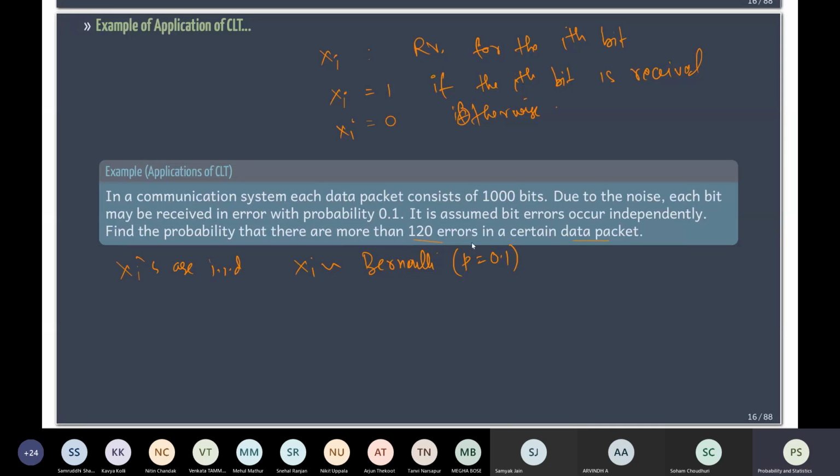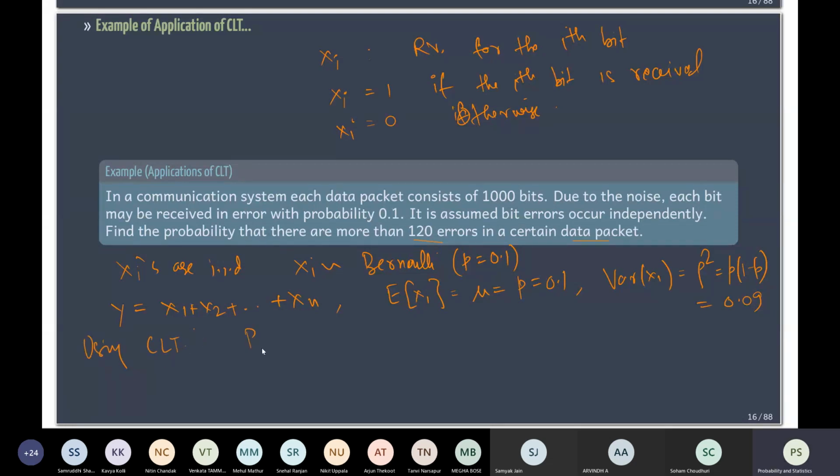Now I find the probability that there are more than 120 errors in a certain data packet. So again, I will define Y to be X1 plus X2 plus up to Xn. In this case, the expectation of Xi is mu, which is p, which is 0.1, and the variance of Xi, which is sigma square, is p(1 minus p), which in this case is 0.09. Now using CLT, we want the probability that Y is greater than 120.